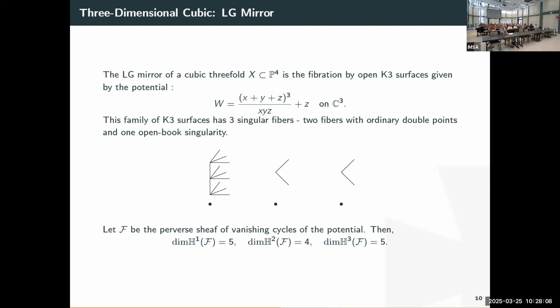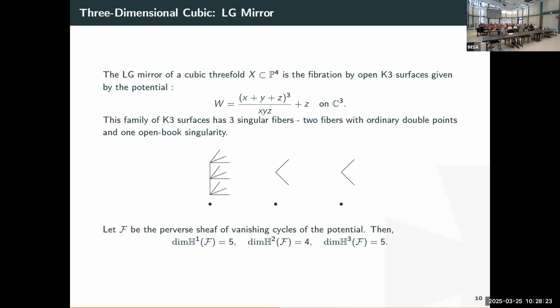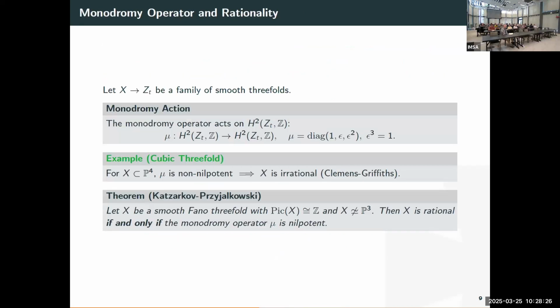So you could look deeper and study the monodromy of this family of surfaces. Let's call by Z_t the generic fiber of the compactified family of these surfaces, and let's call by mu the monodromy acting on H2 at this very singular fiber.